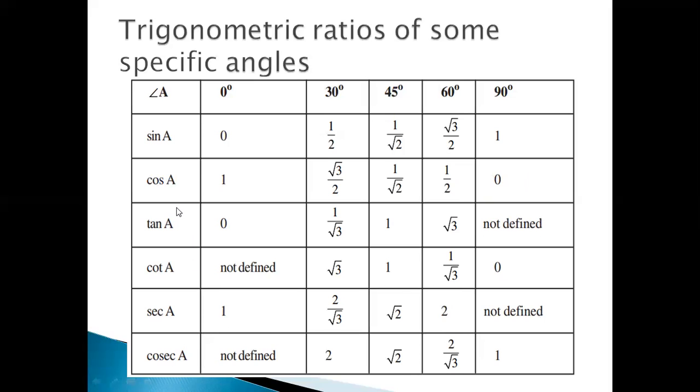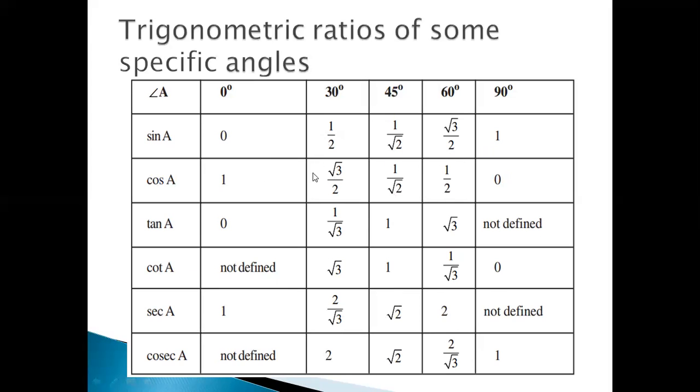Cosecant. Cosecant is simply the reciprocals of sine. Sine is 0 by 1. 0 by 1 reciprocal is what? 1 by 0. 1 by 0 means not defined. 1 by 2 reciprocal is 2 by 1. 1 by root 2 reciprocal is root 2 by 1. Root 3 by 2 reciprocal is 2 by root 3. 1 by 1 reciprocal is 1 by 1 only. So it's 1.